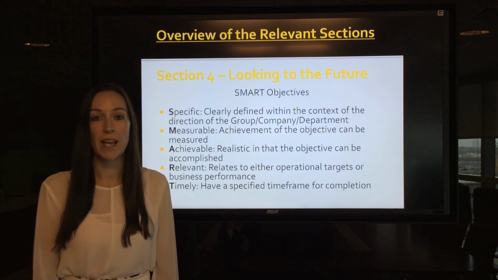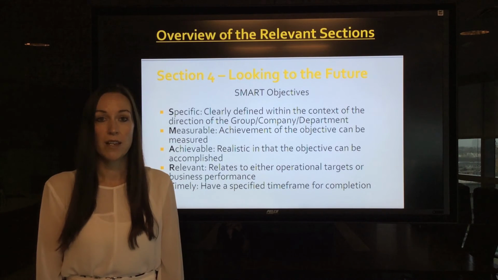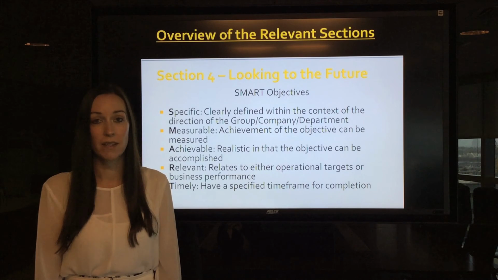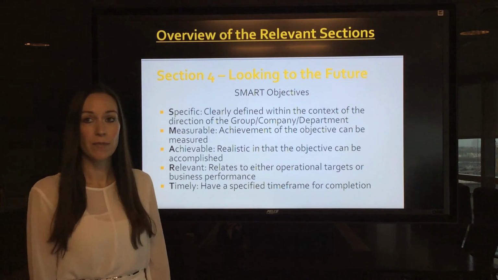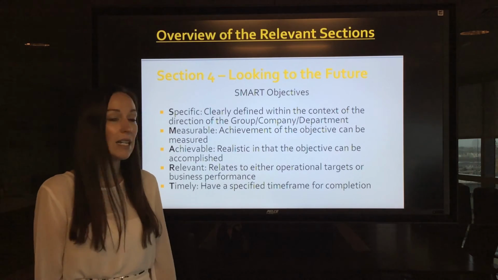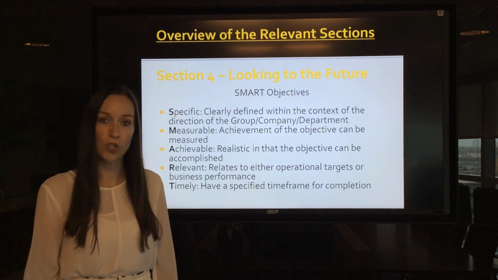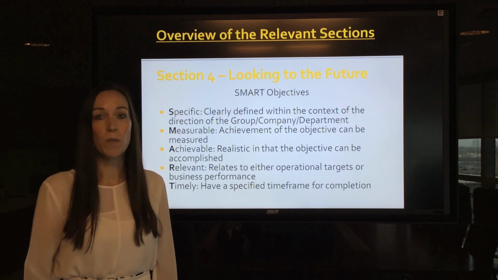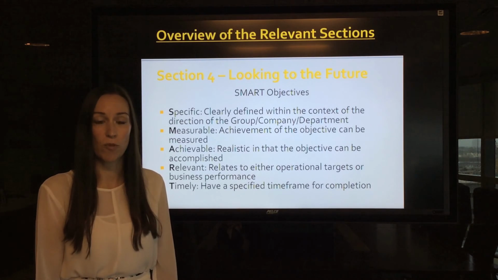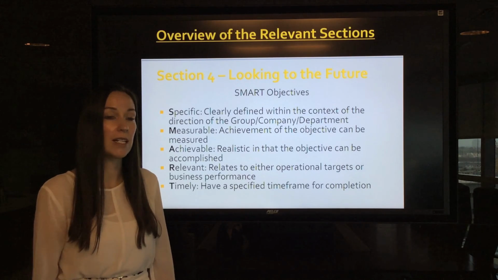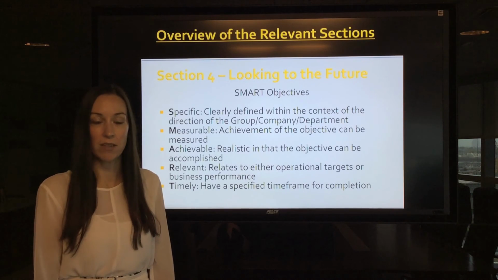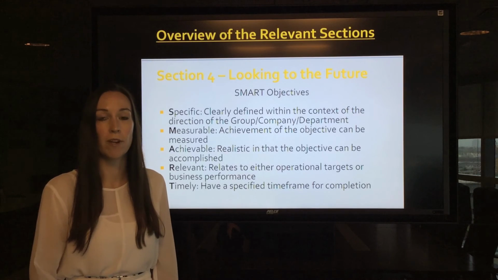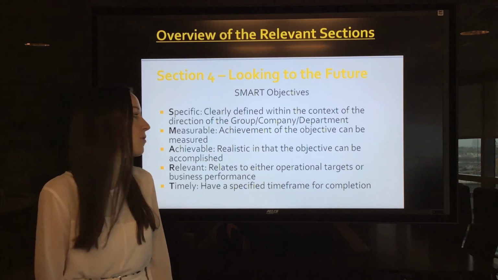Section 4 looks at setting objectives for the future. These objectives need to be SMART. What does SMART mean? SMART is specific: they need to be clearly defined, not generic, open-ended, or subject to misinterpretation. Okay, so they need to be very, very clearly defined. They need to be measurable. How are you going to measure the objective? Over which time frame? What factors are involved in the measurement process?